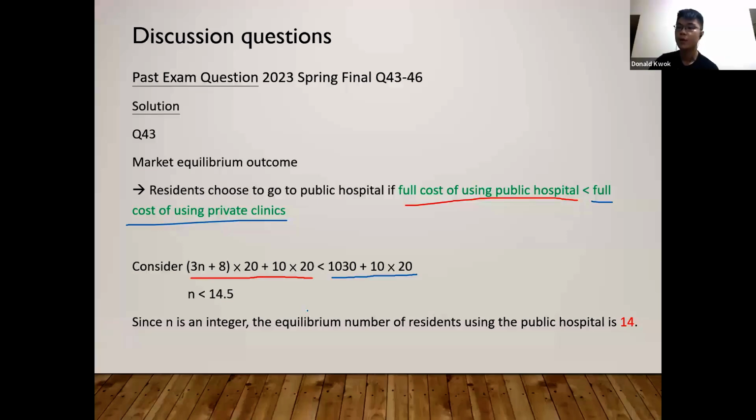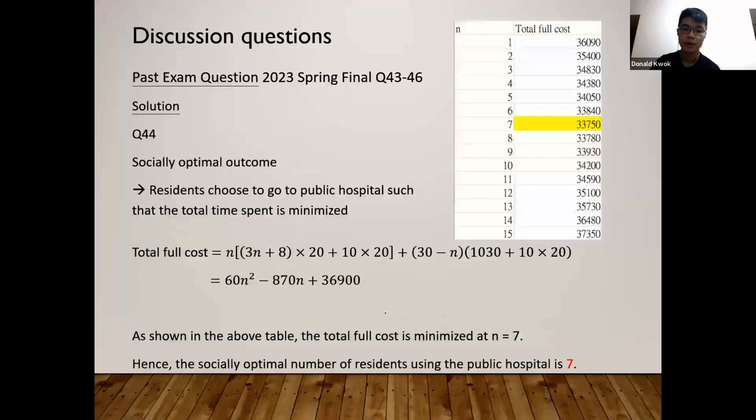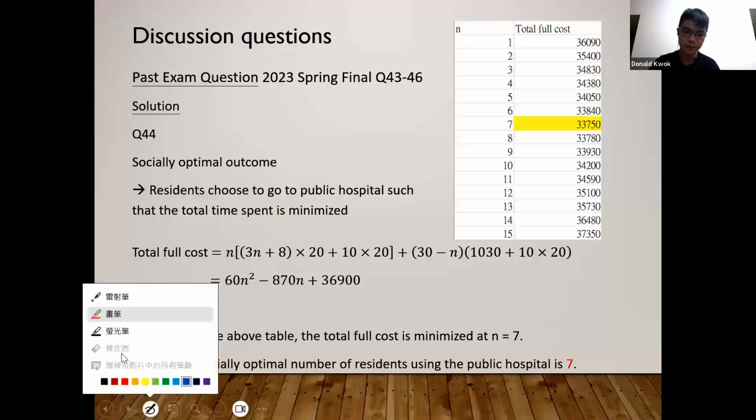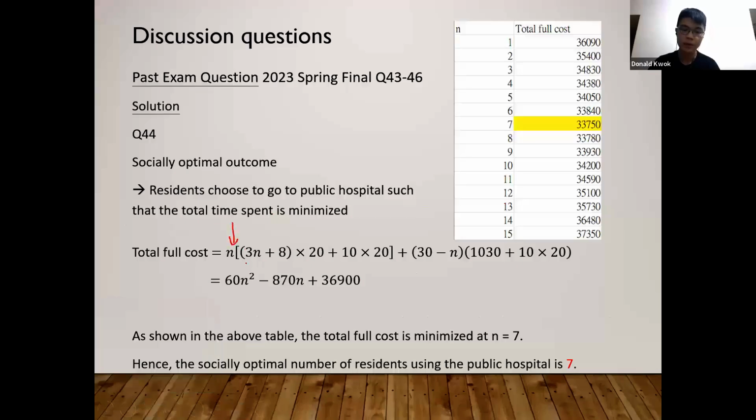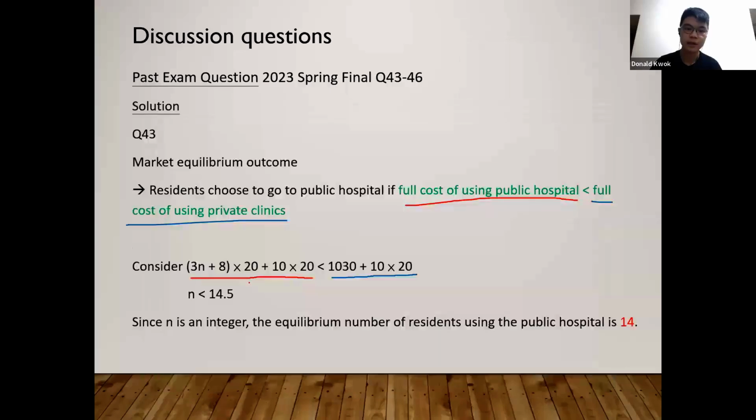All right, so question 44, society's perspective. How many residents using the public hospital in this case? So we are going to find a point where the total full cost of all residents is minimized. Okay. So how can I do that? The total full cost can be found as follows. The number of residents using public hospital multiplied by the time cost of each resident who use public hospital. The underlying thing here is actually the underlying expression explained in question 43, the same thing, the full cost of using public hospital for each resident.